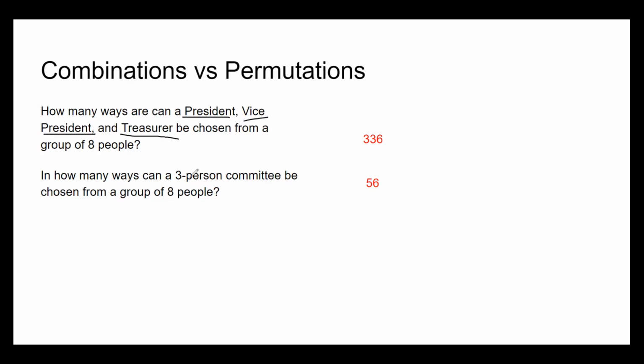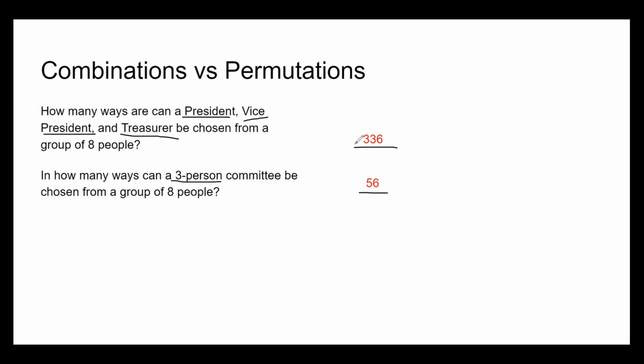Whereas the second question is simply asking for a three-person committee. There are no positions within that committee, so the order in which you choose the three people does not matter. You'll see that there are usually many more permutations than combinations, simply because a permutation has to be more specific than a combination.